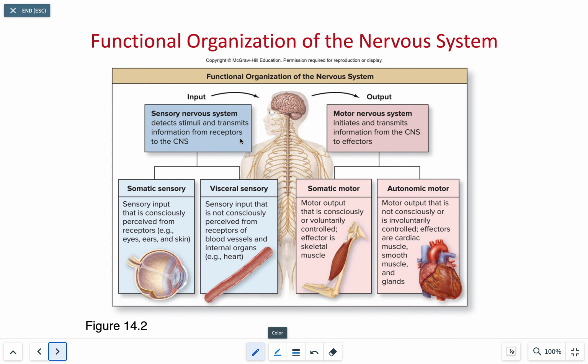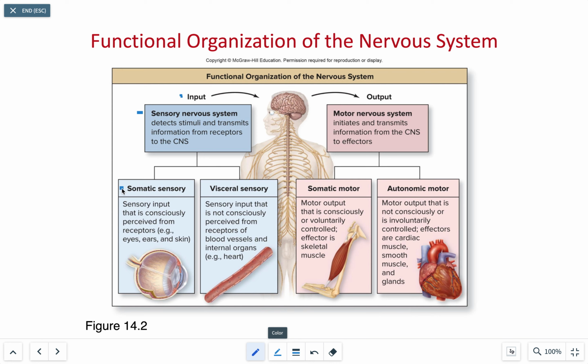So when we're looking at the functional organization of the nervous system, the first part that we should always begin the lecture on is the sensory nervous system. When we're looking at the sensory nervous system, we're receiving sensory information from receptors and transferring this information to the central nervous system. And it's also referred to as input. So the sensory nervous system will help detect stimuli and transmits all information from receptors to the central nervous system.